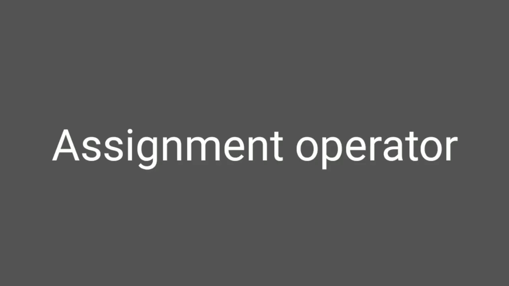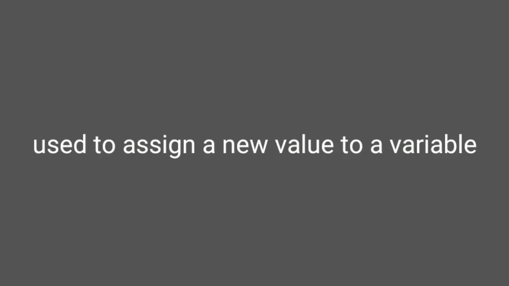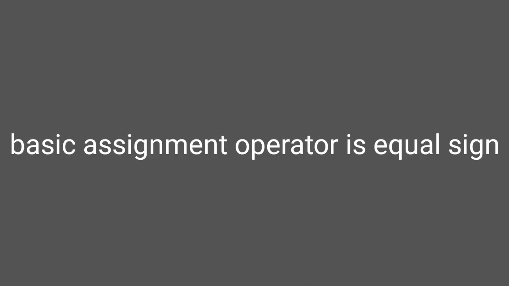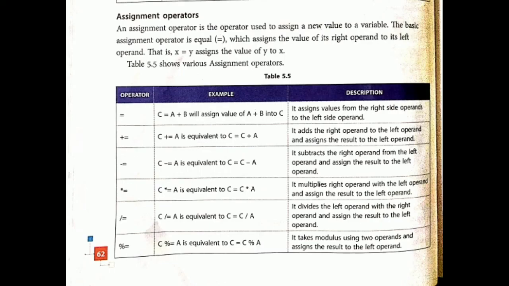Okay, the next type of operator is assignment operator. Assignment operator is an operator that has been used for assigning a new value to a variable. We use assignment operator for assigning a new value to a variable, and the basic assignment operator is equal sign. Now let us see some of the assignment operators used in Java program.